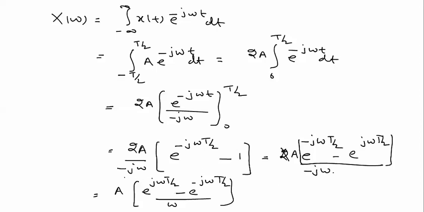We use 2 before and 2 here, so it completely forms the term of sine omega T. So this expression is reduced to 2A upon omega sine omega T by 2. This expression is completely reduced to 2A upon omega sine omega T by 2.